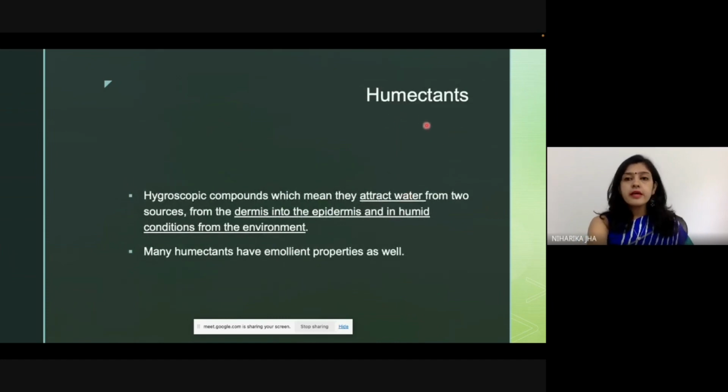The second type of moisturizer is humectant. Humectant means something which absorbs water or which attracts water. The humectant attracts water from two sources. One is definitely from the environment and the second one is from the dermis. Because it is absorbing water or attracting water from the dermis, it is in a way increasing trans-epidermal water loss.